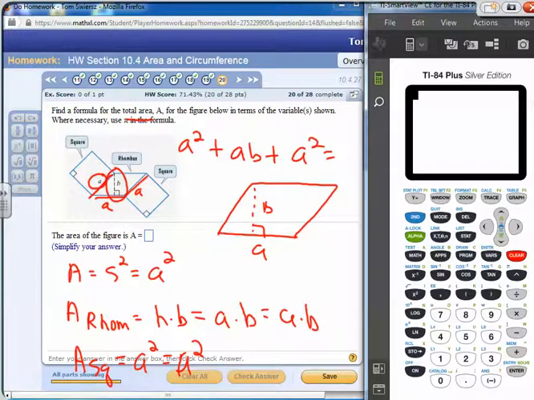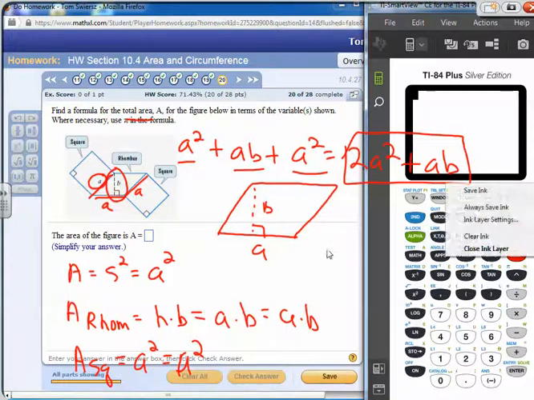And notice now, simplify, A squared plus A squared is 2A squared plus the area of the rhombus, AB. And again, these aren't similar terms. You can't simplify, so that's your final answer. 2A squared plus AB. Okay? The 2 squares and then plus the area of the rhombus, which is A times B.